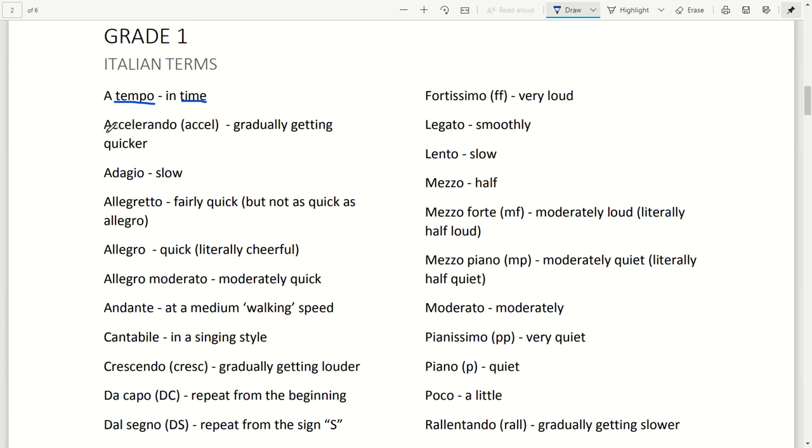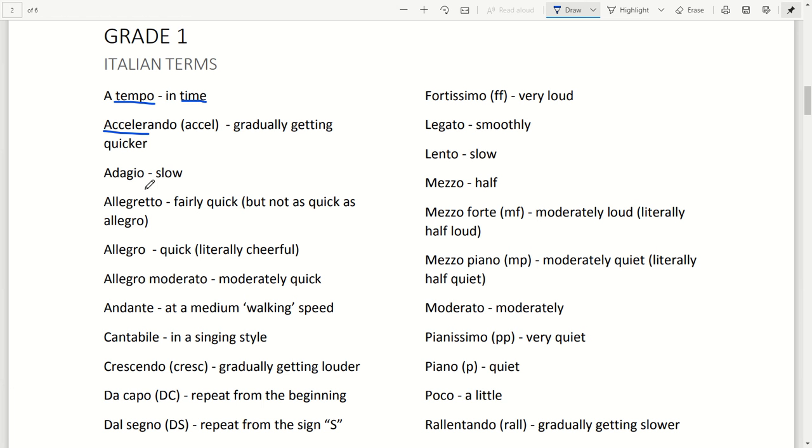So let's have a look. This is a really easy cognate, meaning it's similar in English and in Italian. Accelerando. What does that mean? It means to accelerate. So that's a really easy one. If you see accelerando, you can already work out using just a bit of brain power that it is going to mean accelerate, meaning getting quicker gradually.